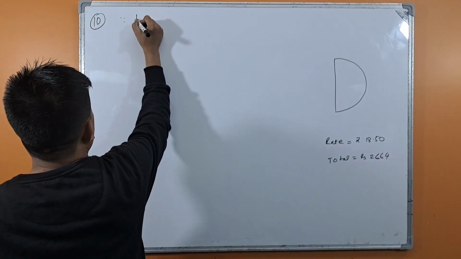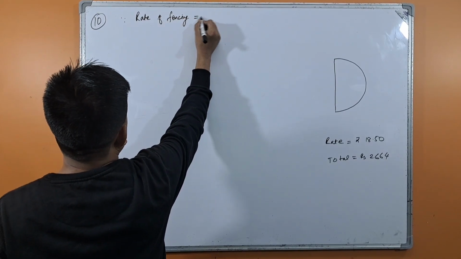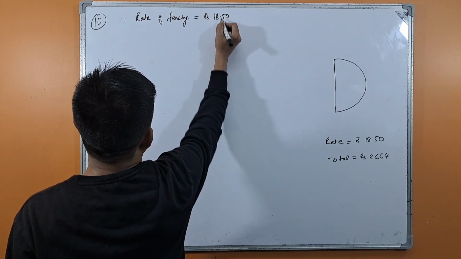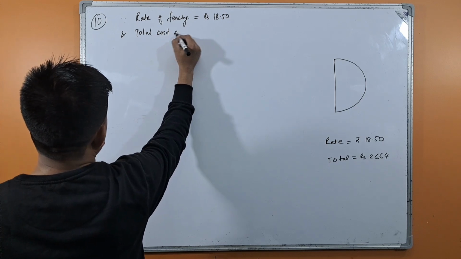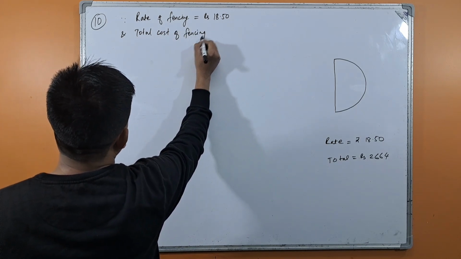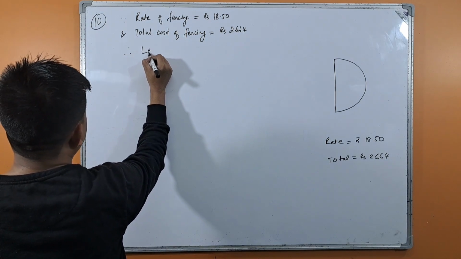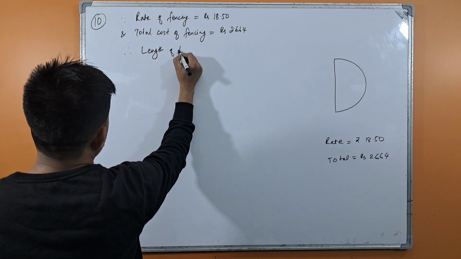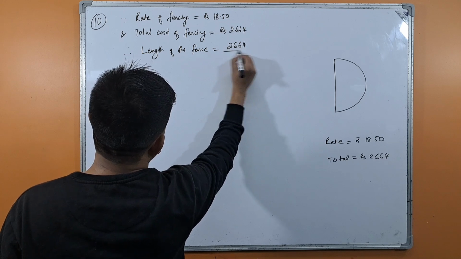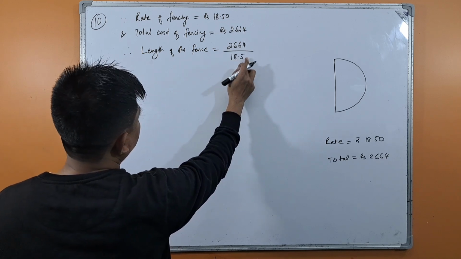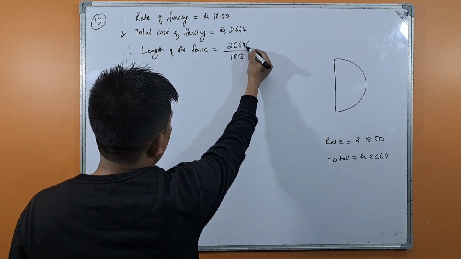Since the rate of fencing equals rupees 18.50 and the total cost of fencing the semicircular land is rupees 2664, therefore the length of the fence equals total amount divided by rate, 18.5, isn't it? Because 0 has no value, we don't write 0 here. We eliminate this decimal point and we put 10 in the numerator.